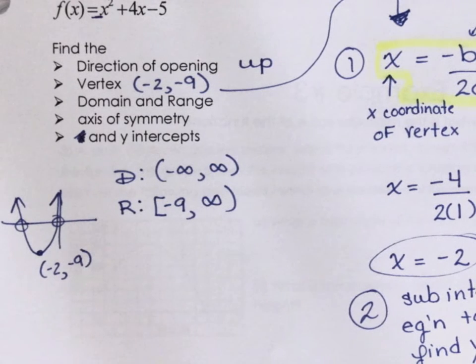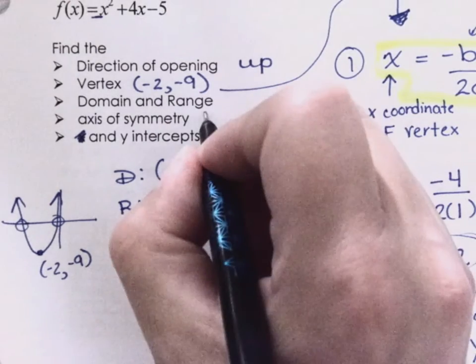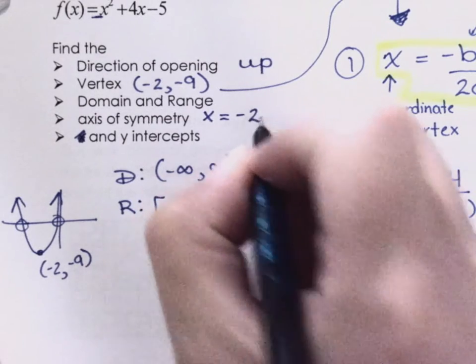What about the axis of symmetry? Where do you find the axis of symmetry? Somebody said it. Negative 2, but it's an equation of the axis of symmetry, so what does it need? X equals negative 2.